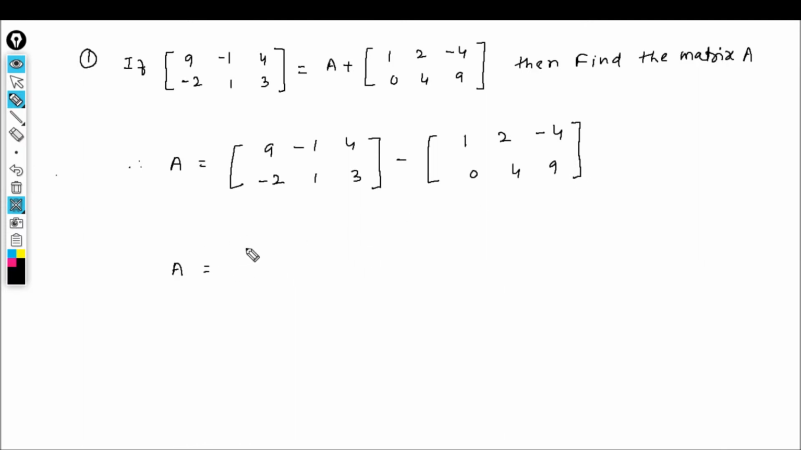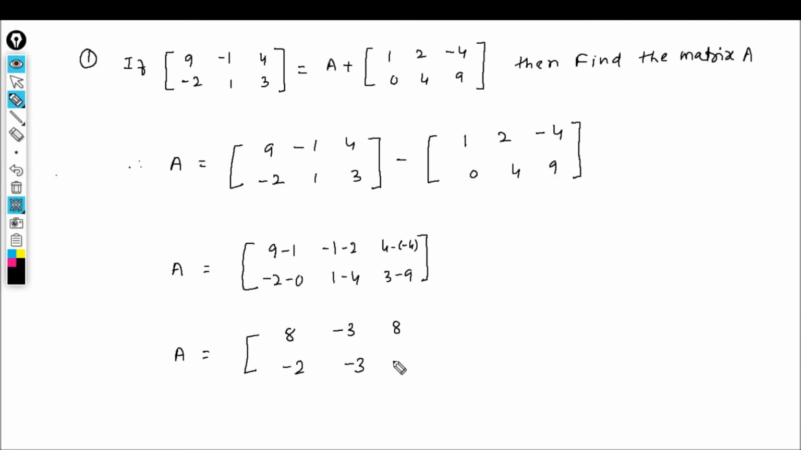So A is equal to subtraction of two matrices of the same order. I can write this as 9 minus 1, minus 1 minus 2, 4 minus of minus 4, minus 2 minus 0, 1 minus 4, 3 minus 9. So A is equal to 8, minus 3, 8, minus 2, minus 3, minus 6.